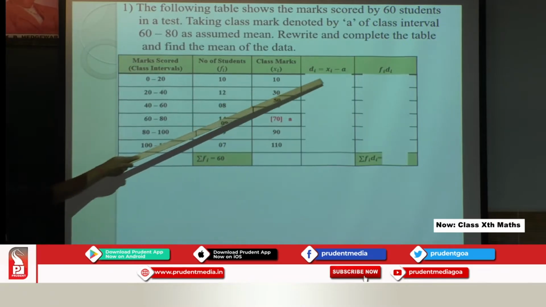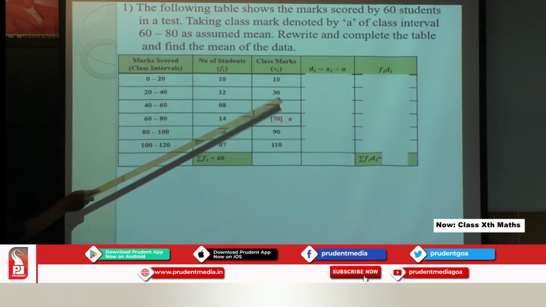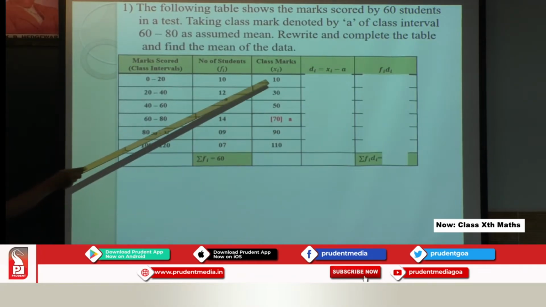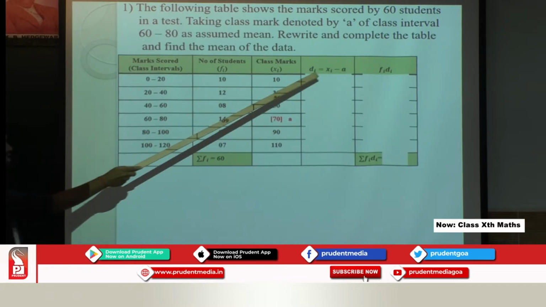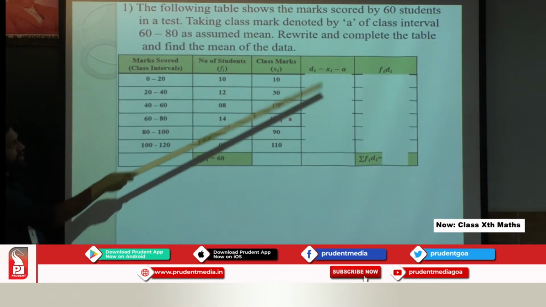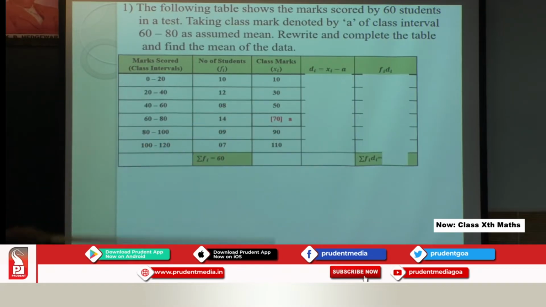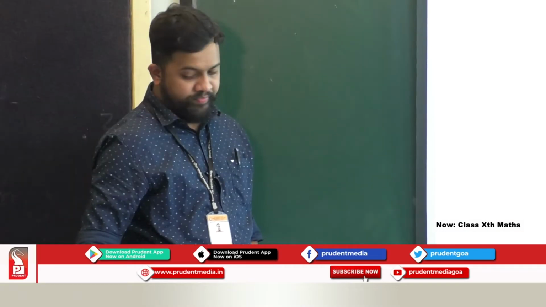First number, xi, 10. 10 minus 70. Don't do 70 minus 10. It is 10 minus 70. See the formula, it is xi minus a. Don't do a minus xi because 70 is a bigger number. It is 10 minus 70. So 10 minus 70, you will get nothing but minus 60.